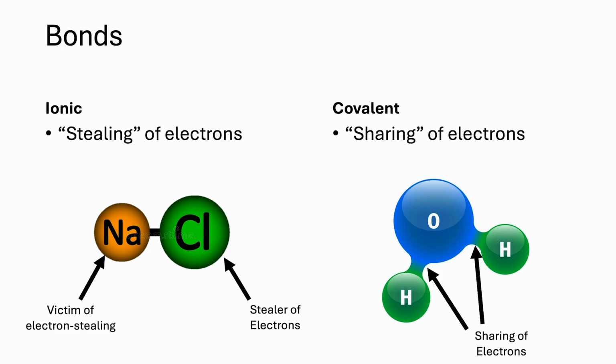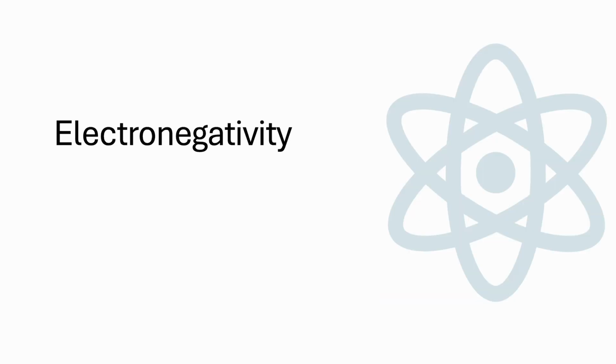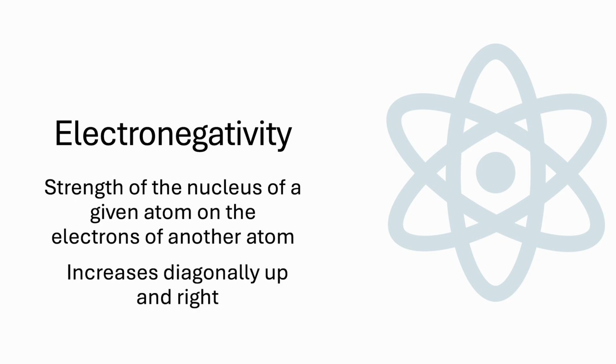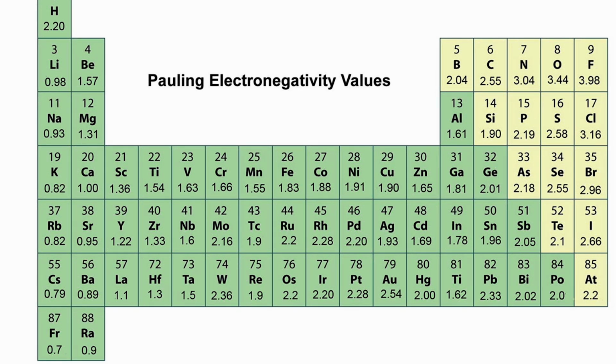But how do we know whether a bond is ionic or covalent? Here's where the concept of electronegativity becomes important. Remember that electronegativity is the strength that the nucleus of a given element can act on the electron of another element. Electronegativity increases diagonally right and up, with the most electronegative element being fluorine. The Pauling electronegativity scale, described by Linus Pauling, gives elements arbitrary units to define their electronegativity. So, when we compare two elements in a bond, subtracting their electronegativities allows us to find out whether the bond is ionic or covalent. Ionic bonds have an electronegativity difference greater than 1.7.